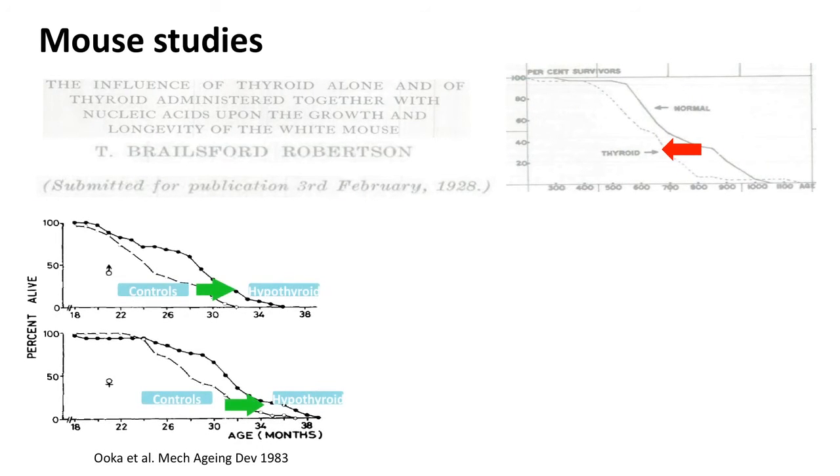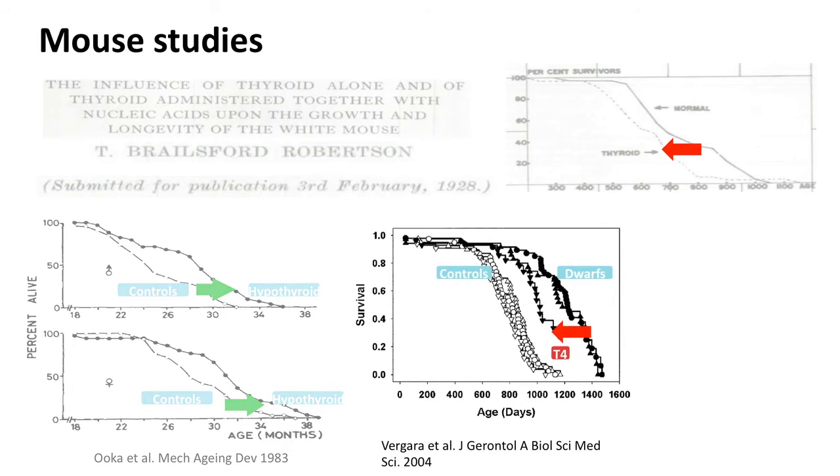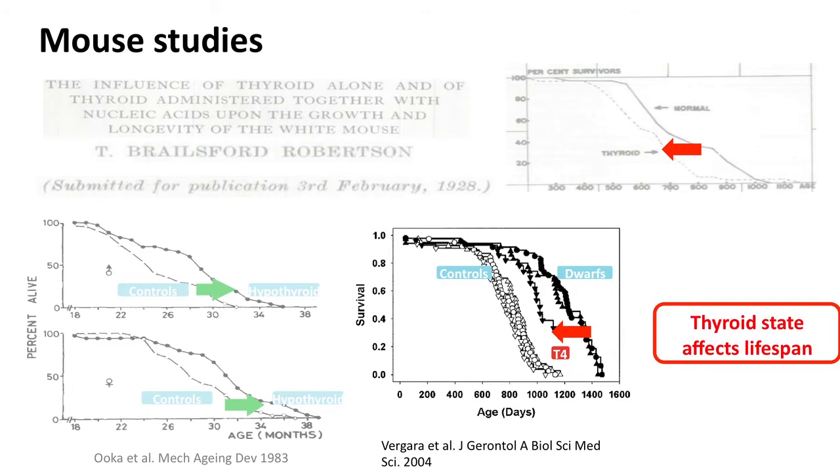On the other hand, when rats were rendered hypothyroid, that resulted in an increase in lifespan of about 10 to 15%, also quite significant. And as a final example, I show you dwarf mice, which lack a pituitary transcription factor. So these animals are growth hormone deficient, they are hypothyroid, and they have a prolonged lifespan, as you can see. When only thyroxine is replaced, that markedly reduces lifespan. So from this slide we can conclude that thyroid state in itself can also affect lifespan.